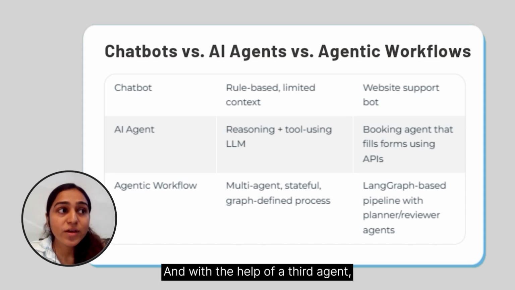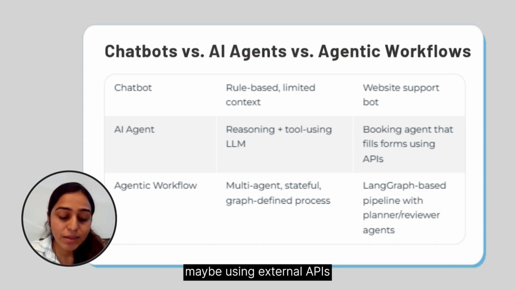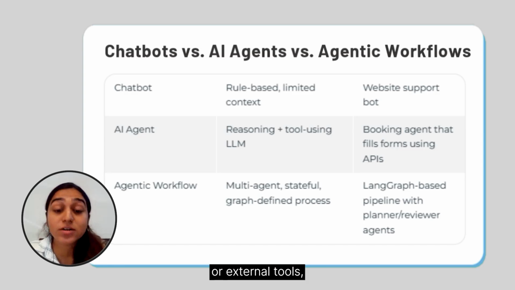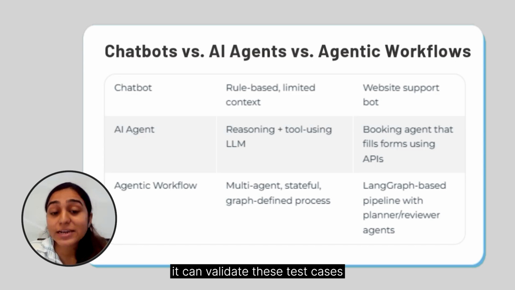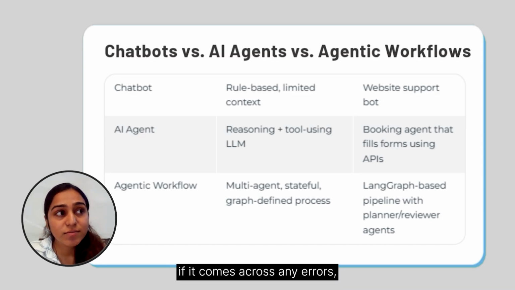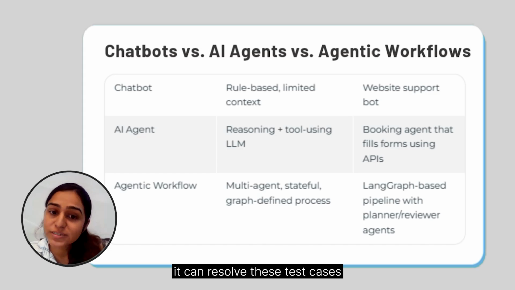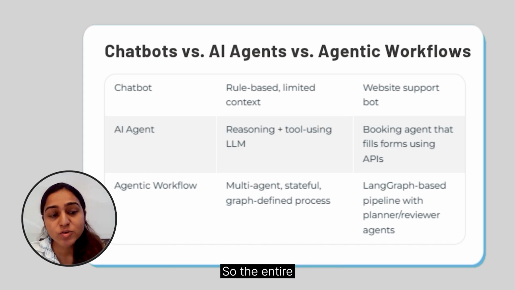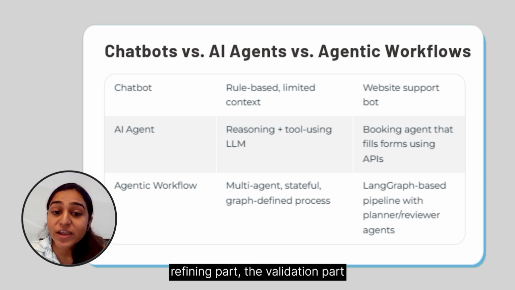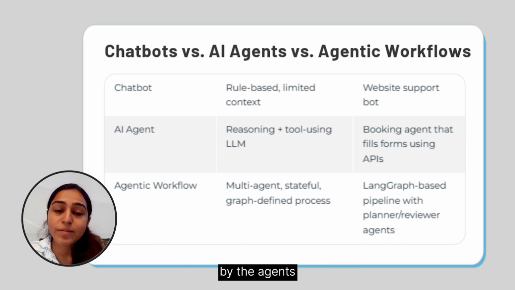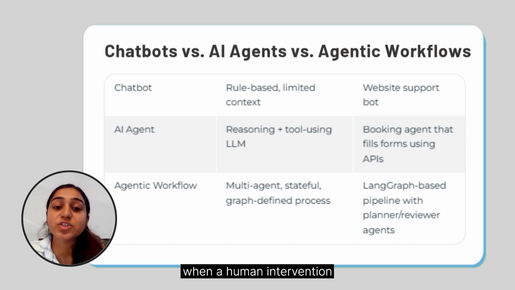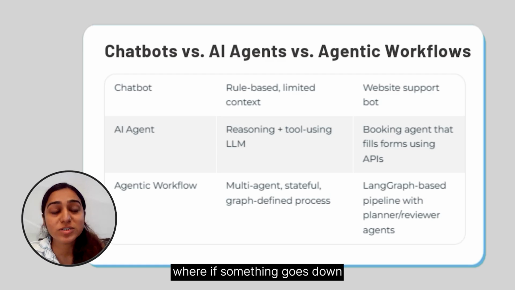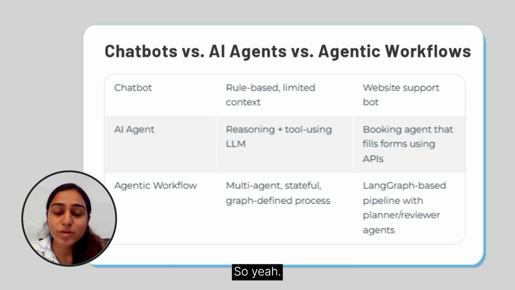And with the help of a third agent, maybe using external APIs or external tools, it can validate these test cases. If it comes across any errors, it can resolve them and give out the final output. So the entire refining part, the validation part, can be done autonomously by the agents, where human intervention is not required. And again, it is not a critical task where if something goes down, the production might come down.